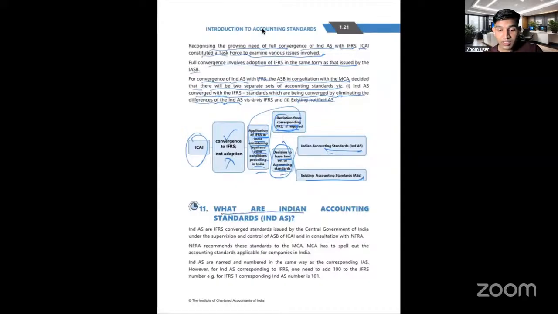And what are the Indian accounting standards? Ind ASs are IFRS converged standards issued by the central government of India under the supervision and control of the ASB of ICAI and in consultation with NACAS. NACAS recommends these standards to the MCA. MCA has to spell out the accounting standards applicable for companies in India. Ind ASs are named and numbered in the same way as the corresponding IAS. However, for Ind ASs corresponding to IFRS, one needs to add 100 to the IFRS number. For example, IFRS 1 corresponds to Ind AS 101.